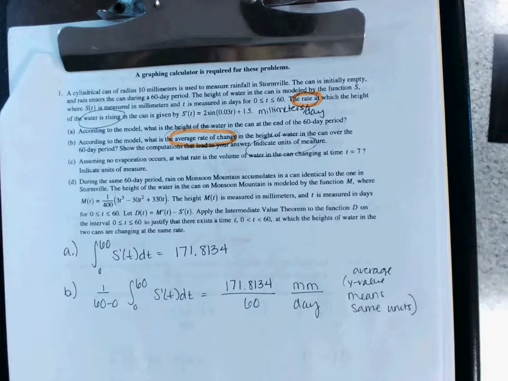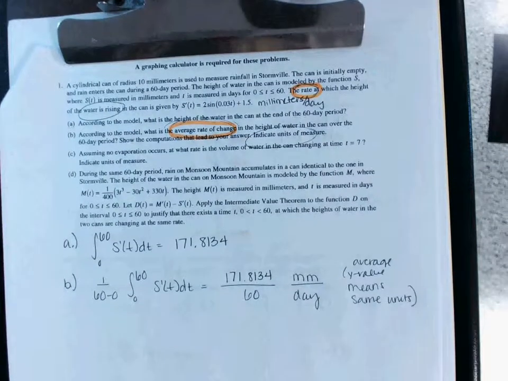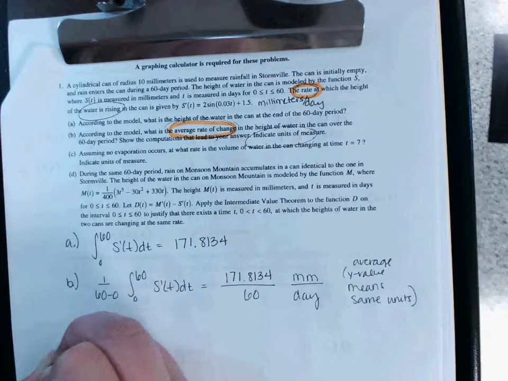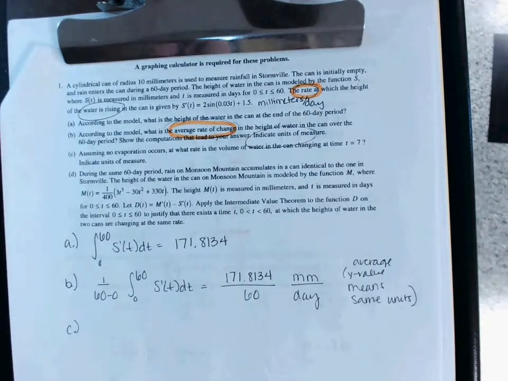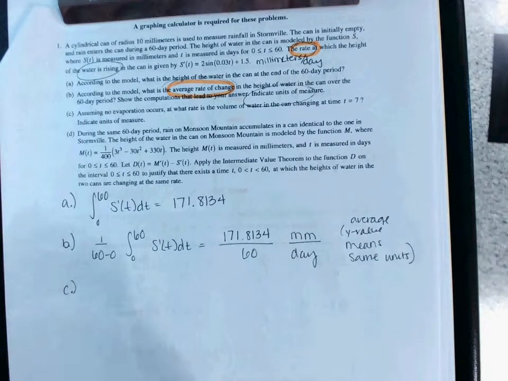Says, at what rate is the volume in the can changing at time 7? Okay, this one's a little bit tricky. I'm going to give you the volume of a cylinder. How do you find the volume of any three-dimensional shape? Do you remember? Base times height.